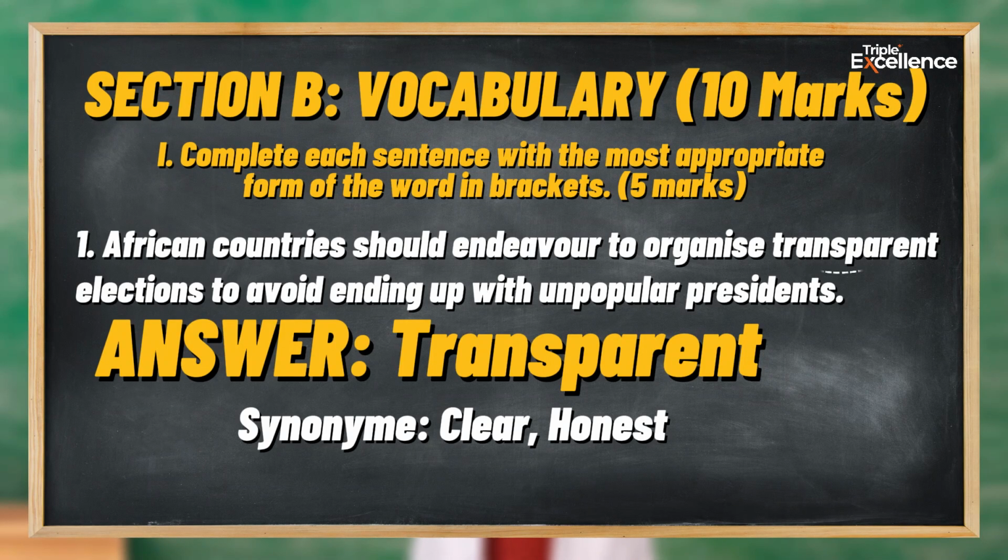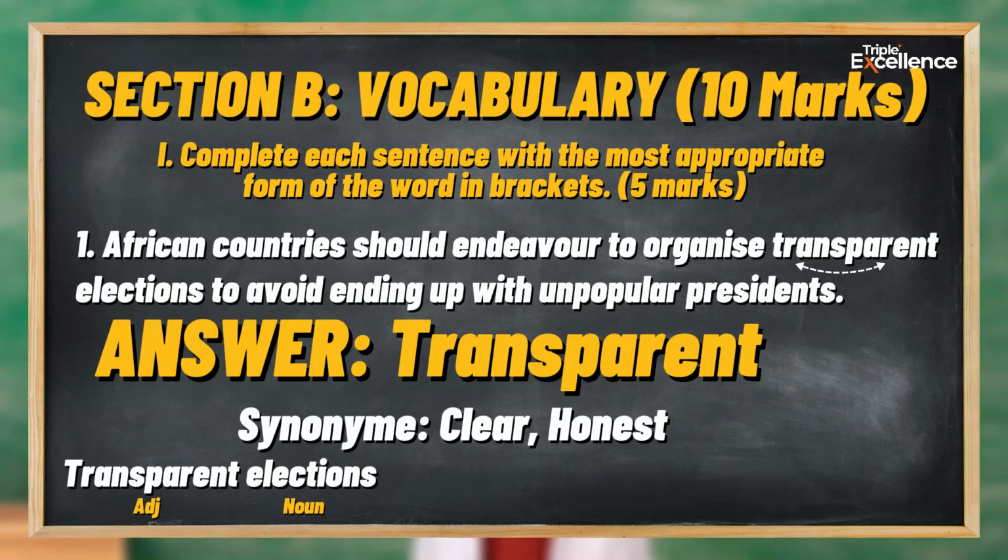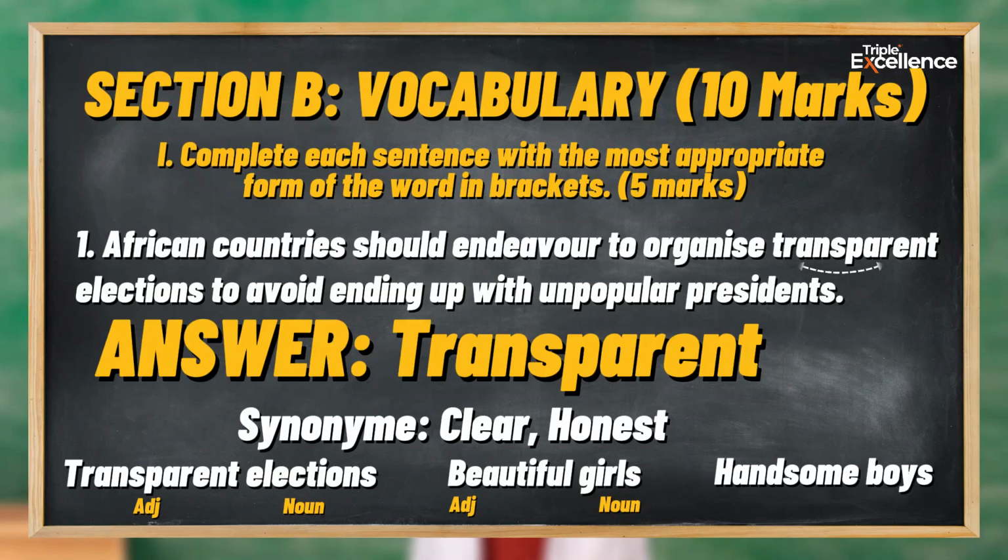For example, you realize that in English most of the time adjectives come before the noun. You have transparent elections, transparent adjective, elections noun. Now you have beautiful girls, beautiful adjective, girls noun. Handsome boys, handsome adjective, and boys is the noun.